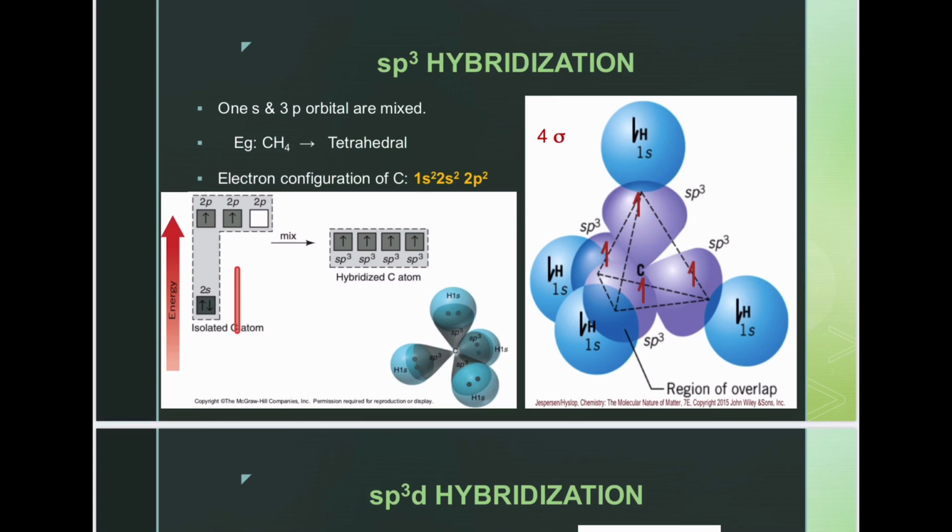So this is the energy level for the isolated carbon atom. So this is the 2s2 and 2p2. We know the p orbital has 3 orbitals, and when mixed, 1 electron here will go to this 2p, and when mixed it becomes sp3. So we know this is the 4 sigma bonds.